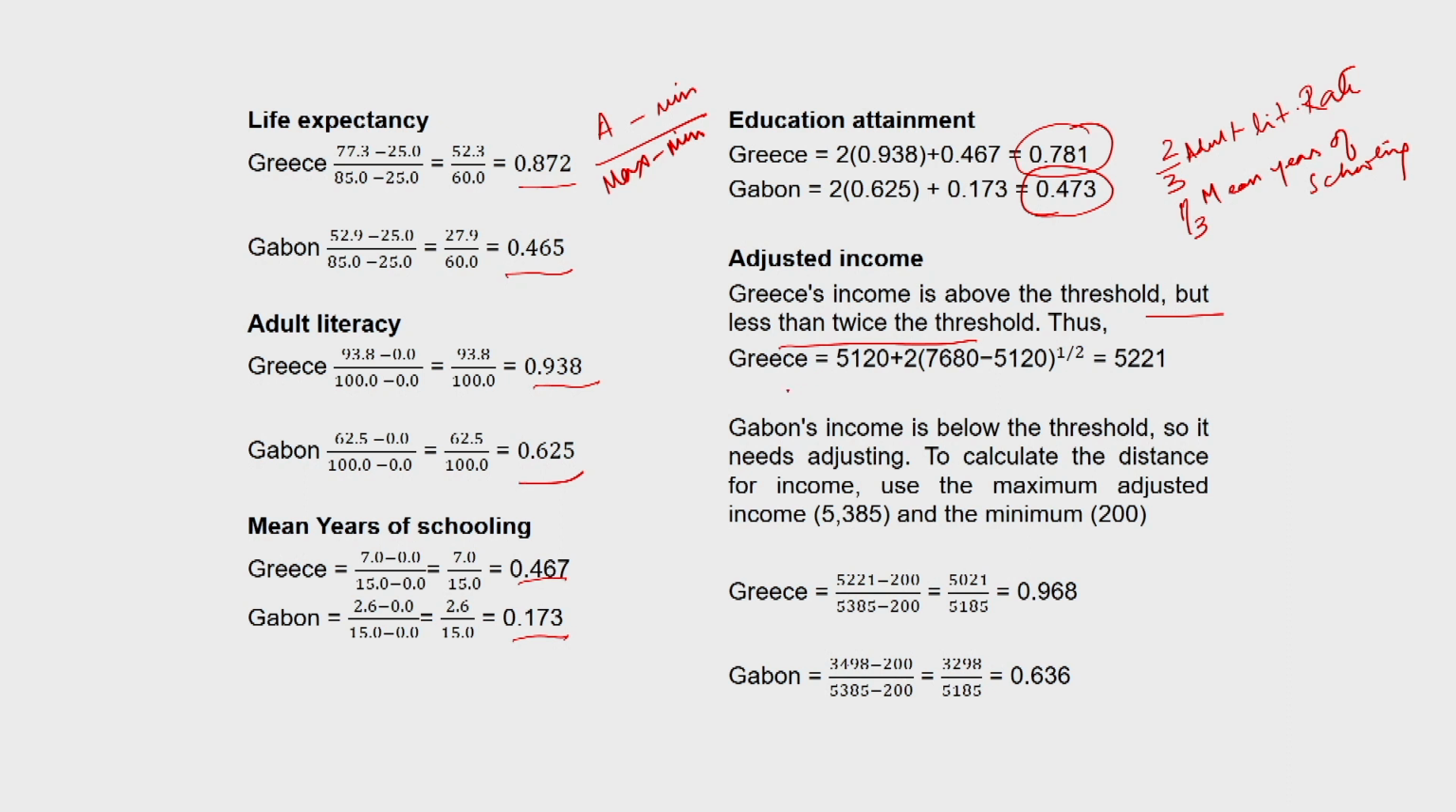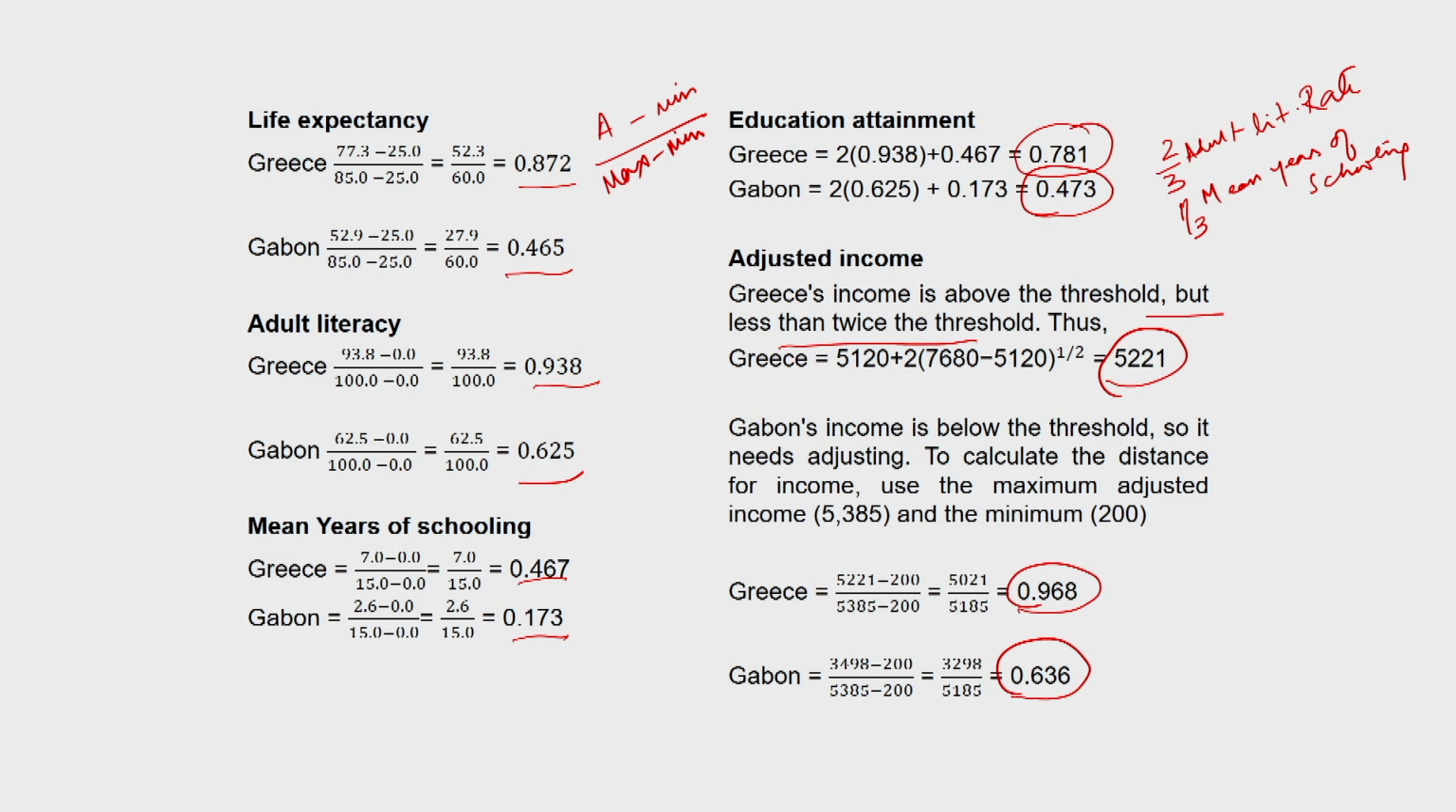So, based upon Atkinson's utility function formula, Greece's adjusted income comes to 5,221. Gabon's income is much below the threshold, 3,498, and so to calculate the distance for income, we use the maximum adjusted income and the minimum. So the index comes out to be, for Greece, 5,221 minus the minimum, which is 200, divided by maximum minus minimum, that comes to 0.968, and for Gabon 0.636.